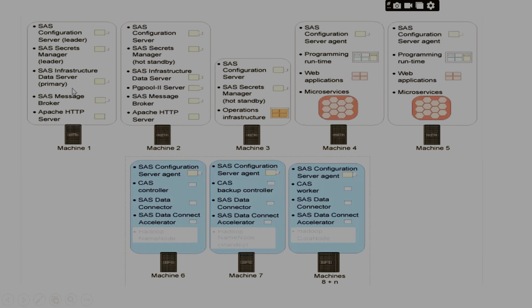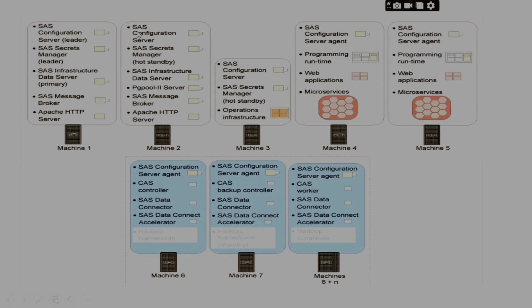Infrastructure data server is a primary server, SAS message broker, Apache HTTP server. This is a third party server used for load balancing and as a proxy server. You can also go through some videos about Apache HTTP server, what it does, what its main purpose is. You need to know about that. Why? Because we sometimes need to upgrade Apache services, such as log4j and HTTP service, to fix vulnerabilities.